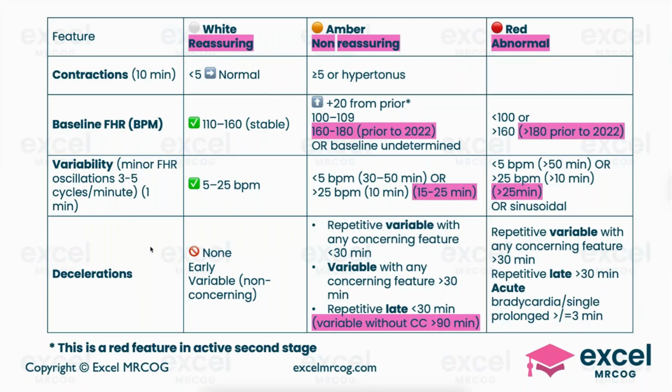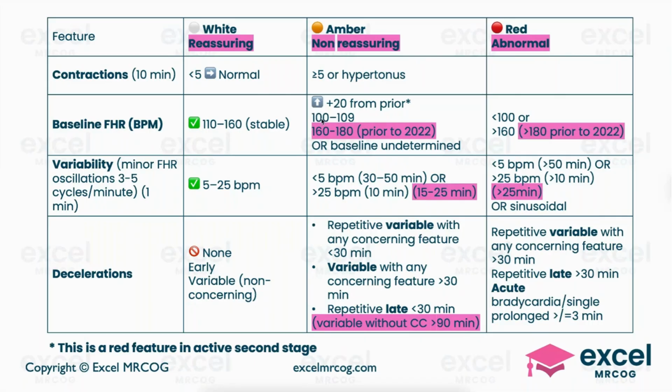Okay, so what is there in your table without the pink marking? Pink marking is old. This is new. So this is what we follow currently. You don't need to worry so much about this; it is given for reference. Now remember that baseline FHR is the FHR over a 10 minute interval. If it remains between 110 and 160, it is normal.